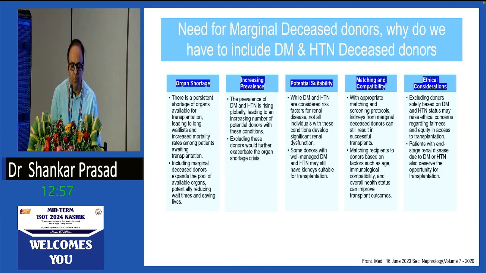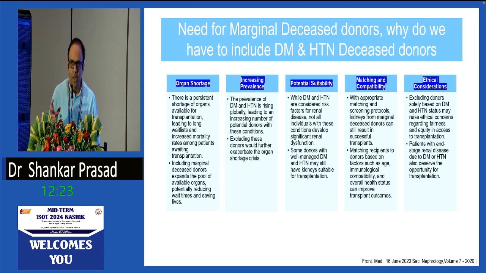So why do we need marginal deceased donors like diabetes and hypertension to be considered in each and every patient we come across? There is a huge organ shortage, and diabetes and hypertension per se are highly prevalent in the population. At present, about 8 to 15% of deceased donors have diabetes and hypertension. Because of the high prevalence in the community, maybe after 10 years, at least 20 to 30% of our deceased donors will have either diabetes or hypertension.